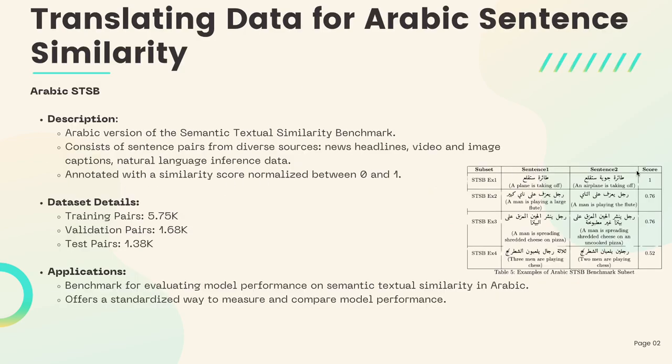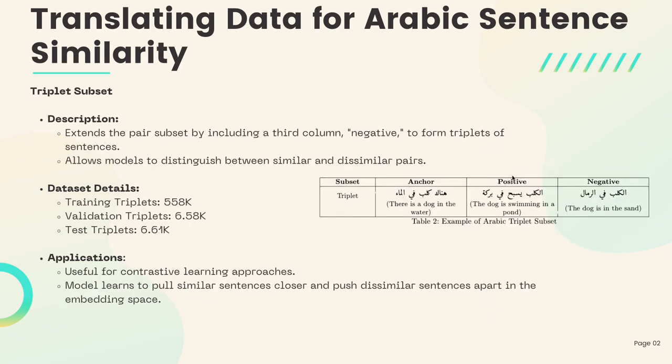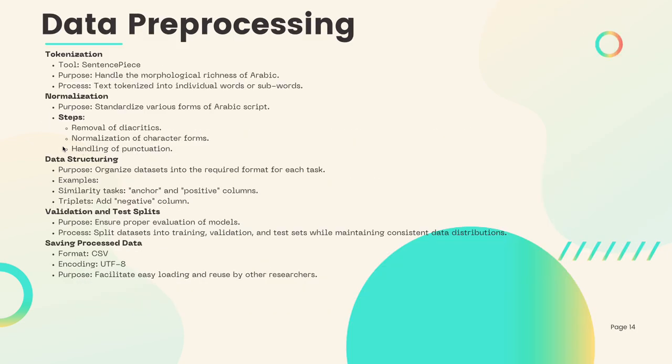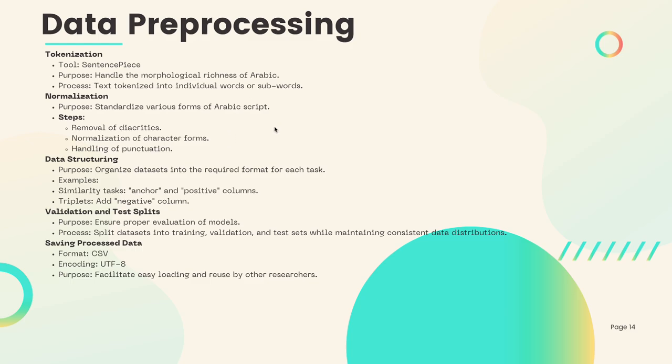We have sentence to score, and here we have different columns: anchor, positive, negative. We need to structure the data so that after translation we can quickly process it or save it in CSV or JSON format. So this is pretty much the data pre-processing steps.